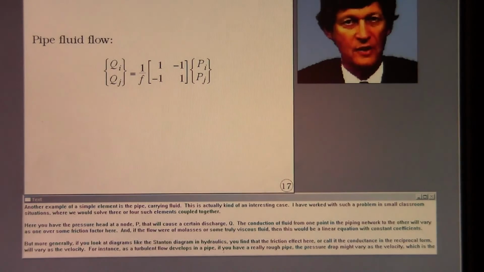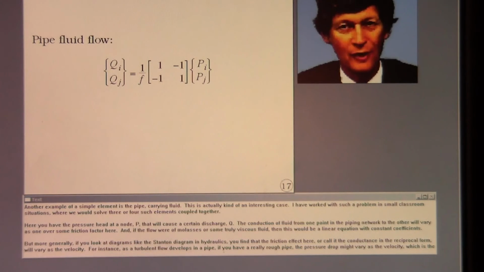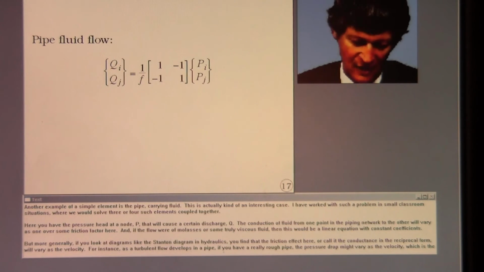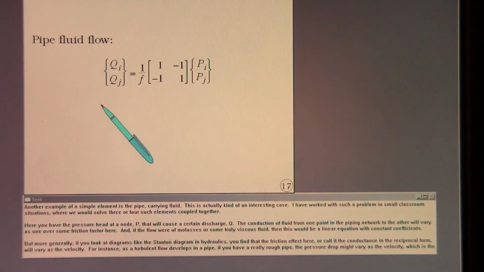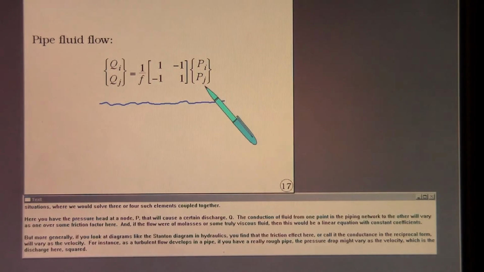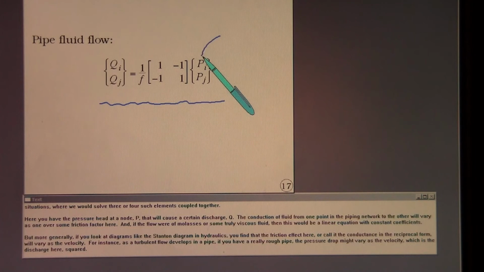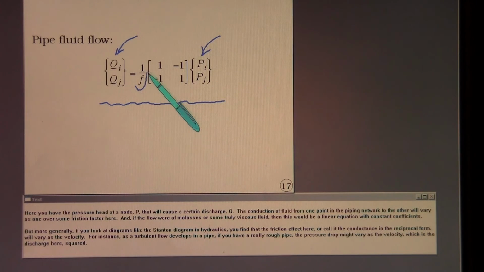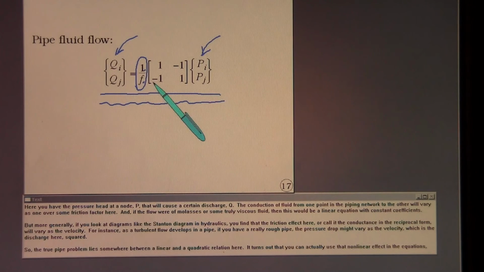Another example of a simple element is the pipe carrying fluid. And this is actually kind of an interesting case. I have worked with such a problem in small classroom situations where we would solve 3 or 4 such elements coupled together. Here you have the pressure head at a node P that will cause a certain discharge Q. The conduction of fluid from one point in the piping network to the other will vary as 1 over some friction factor here. And if the flow were of molasses or some truly viscous fluid, then this would be a linear equation with constant coefficients.